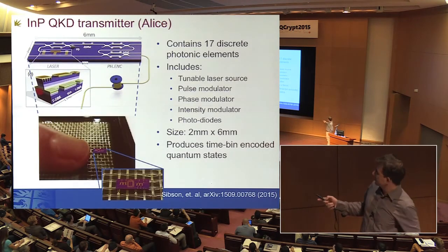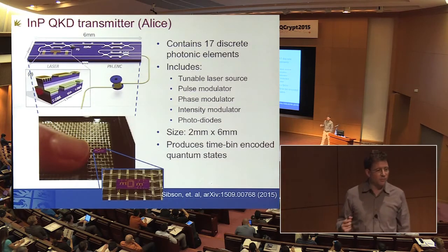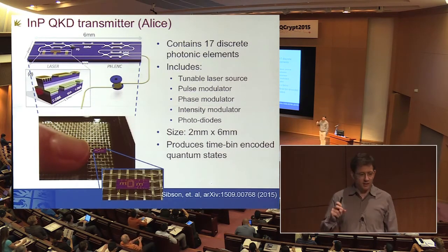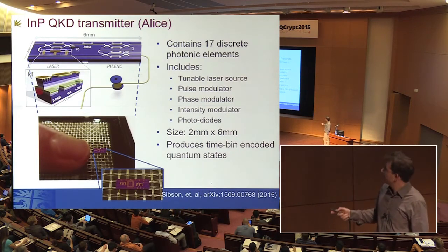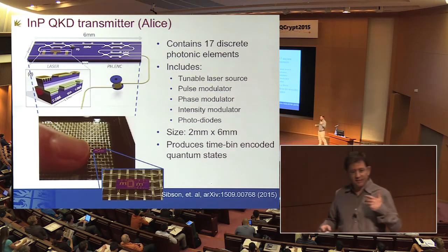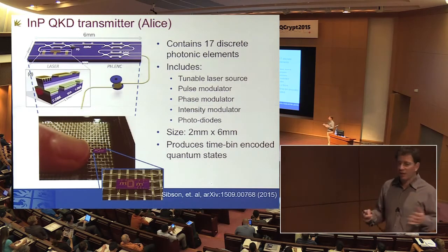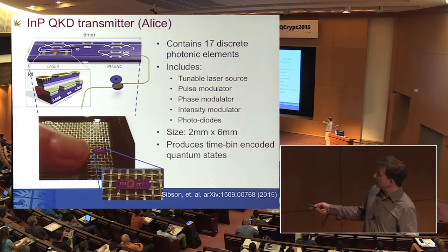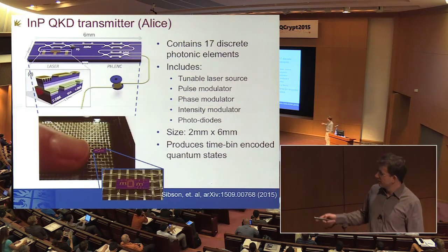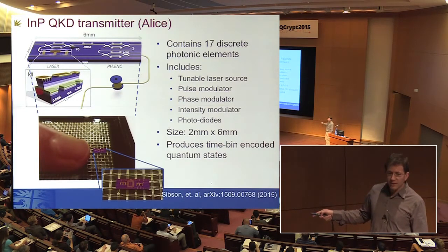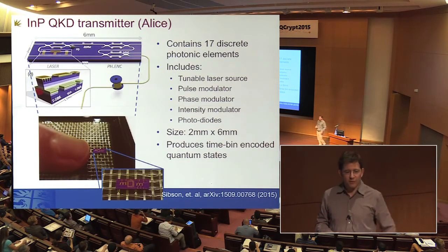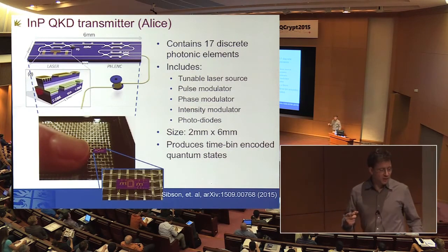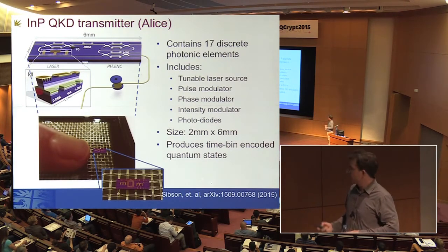The transmitter chip contains 17 discrete individual photonic components. These include on it the laser, so it has on the chip the laser to produce the weak coherent state. We then have pulse modulators, phase modulators, intensity modulators, the diodes for detecting and stabilizing the system. This is all compacted into a 2 by 6 millimeter size device. So just to give you an idea, that's my little finger, not my thumb, and that's the device just there. So very, very, very compact device. And with this device, we produce time-bin encoded quantum states.